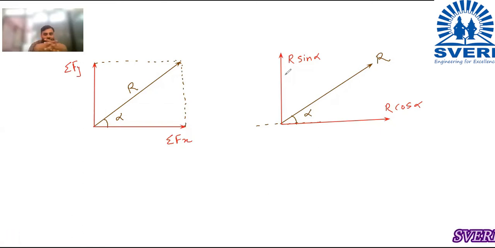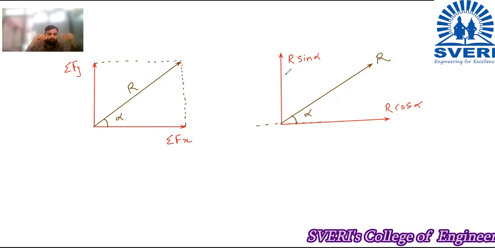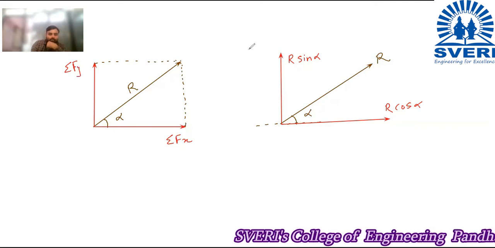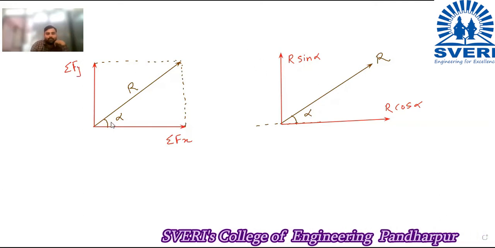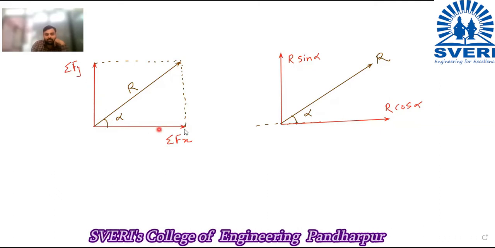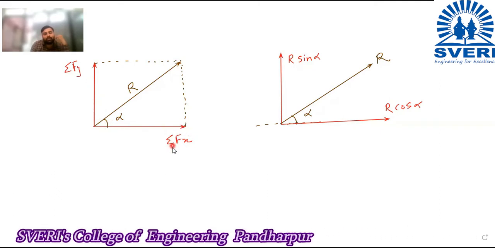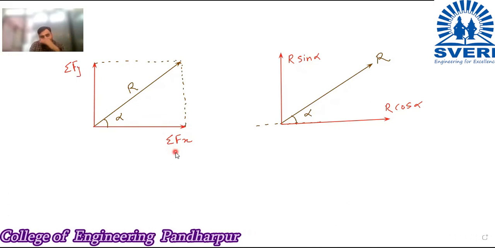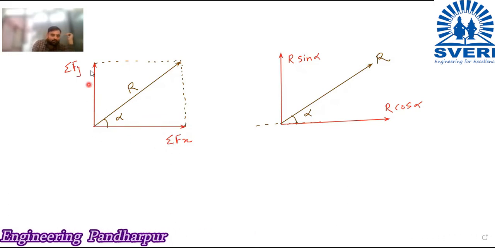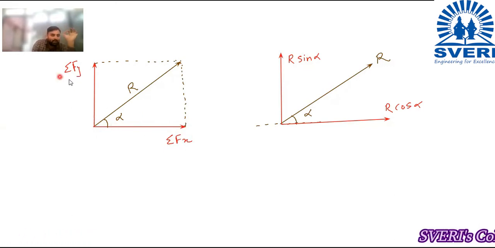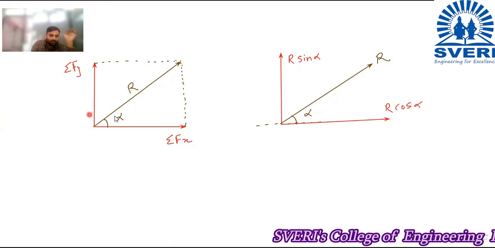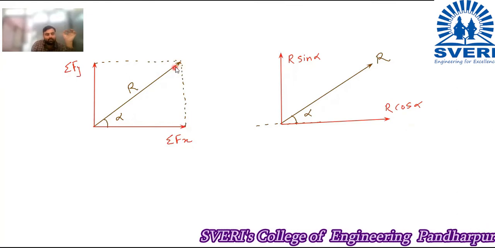Now moving further, I want to tell you some important things. Now you see this figure carefully. This is the summation fx. Summation fx means the sum of the forces parallel to x-axis. This is summation fy, the sum of the forces parallel to y-axis. So summation fx is having some value and summation fy is having some value. The resultant of this is in between summation fx and summation fy.